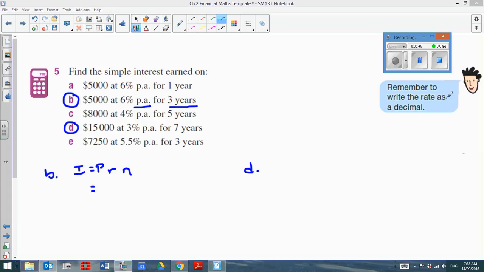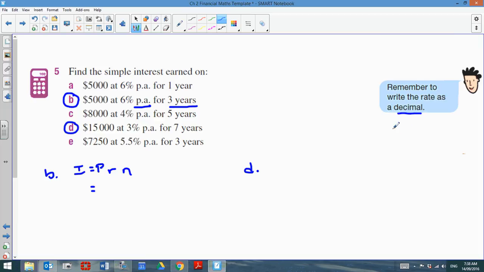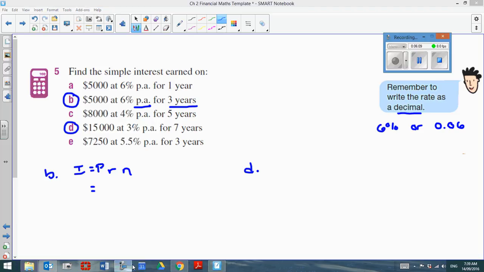There's a note in the book that says remember to write your rate as a decimal. What that means is if you're going to put 6% in your calculator, you have to use the percentage symbol, or you have to convert 6% to a decimal and write it as 0.06. Both of these are correct when you enter the percent or the rate. But if you use the percent button, then you can just push 6%.